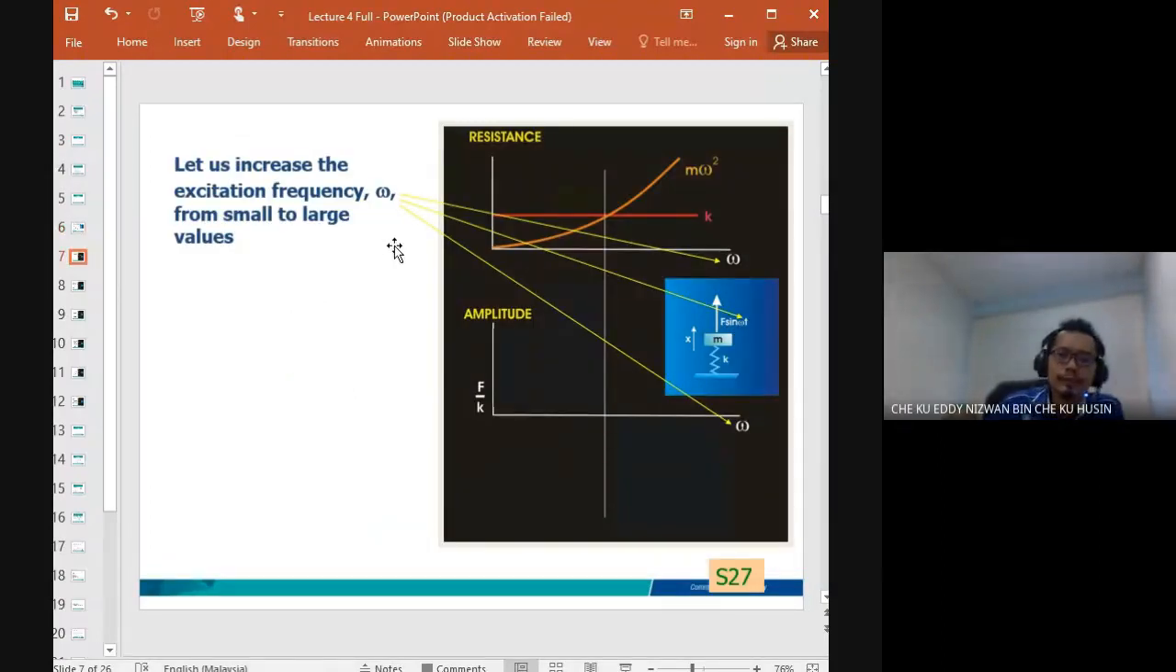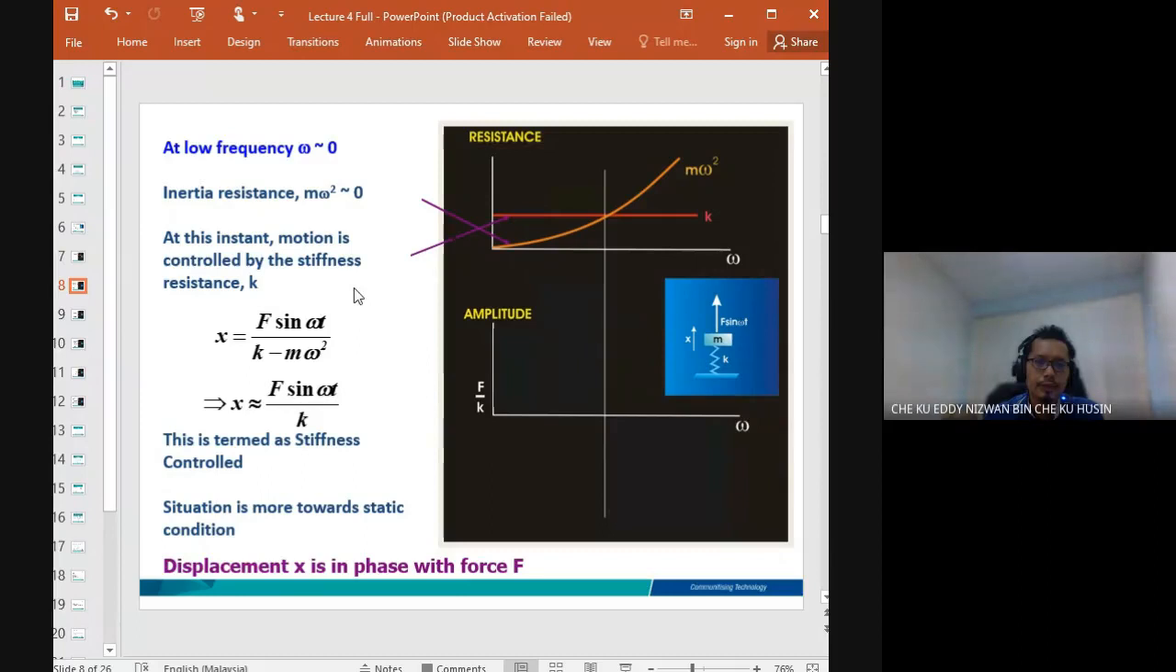Now we look at the excitation, F sine omega t. We start with omega from low frequency to higher frequency. At low frequency, the excitation frequency is close to zero, which is a very low excitation speed. For this case, the inertial resistance is close to zero, because omega is close to zero.